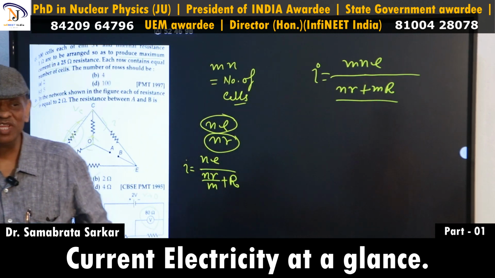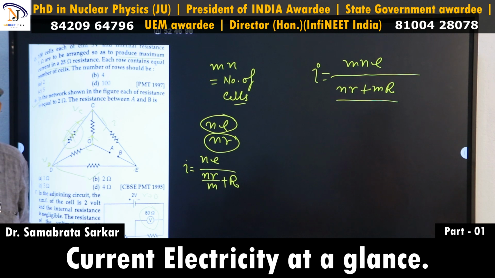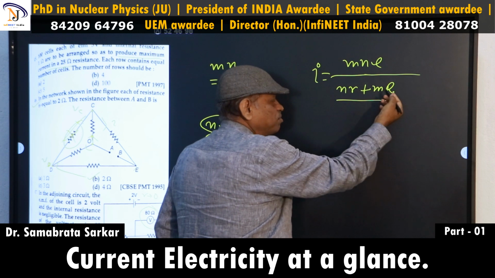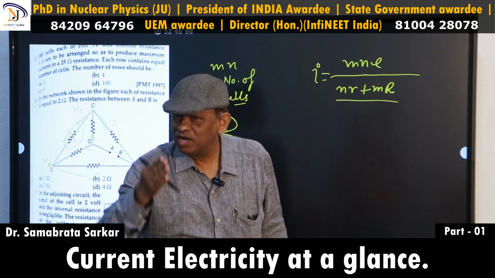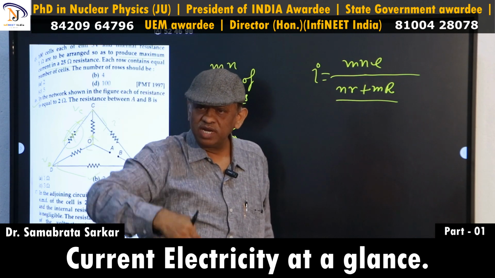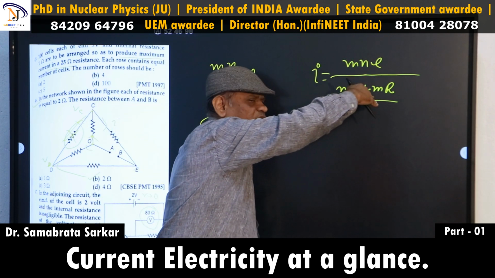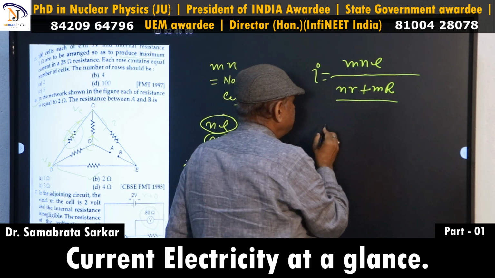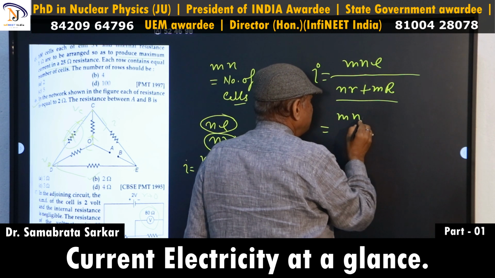And what do you have to do here? How can I find the maximum current? When will it be maximum? When the denominator is minimum. The numerator is the top, and below the numerator line is the denominator. So how can I proceed? You just see the technique, nothing else. Everybody can do it.